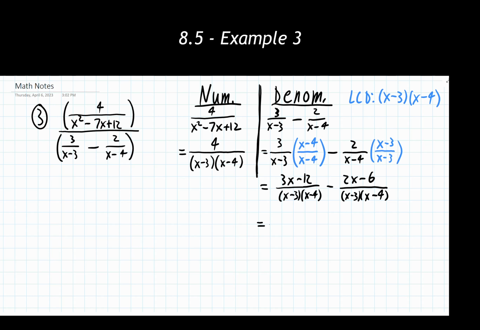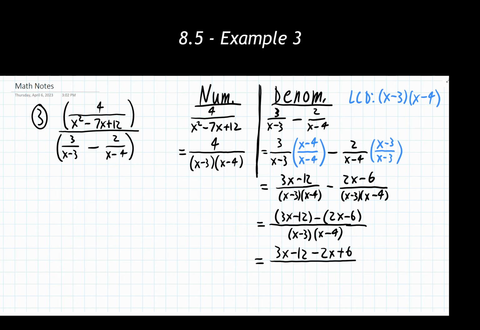I'm now combining all of my numerators together into one single fraction. And again, I recommend that you write each of those numerators inside of a set of parentheses in case we have sign changes showing up, which we're going to have showing up here. So this negative sign here is now going to distribute through to everything in this second set of parentheses. So the signs of both of those are going to need to change before I start combining things together. So I'm going to get 3x minus 12 minus 2x plus 6. I'm leaving the denominator fully factored.